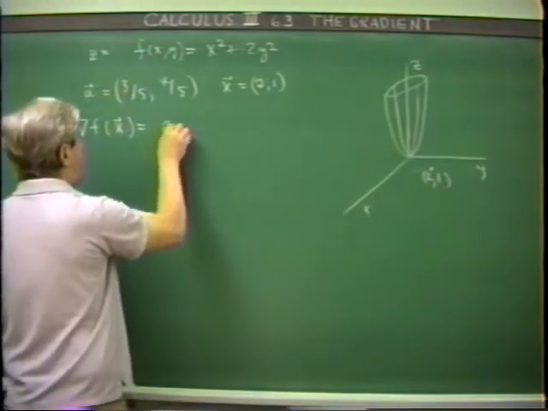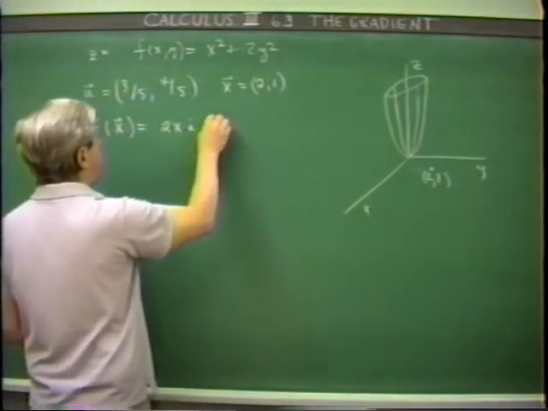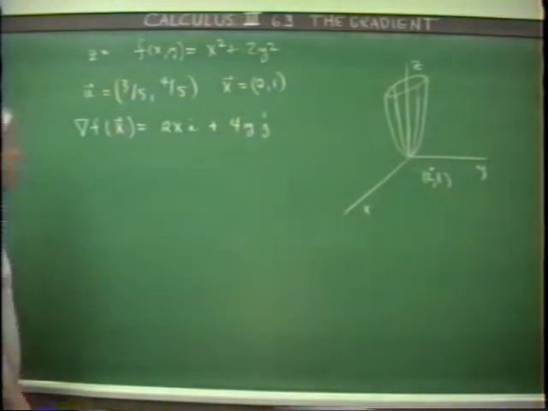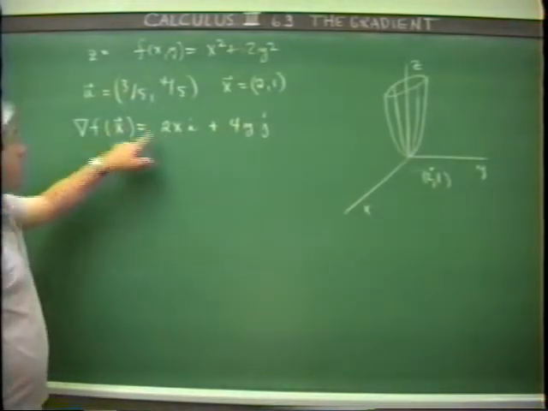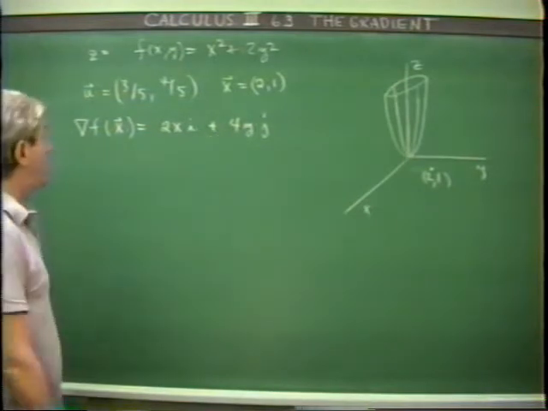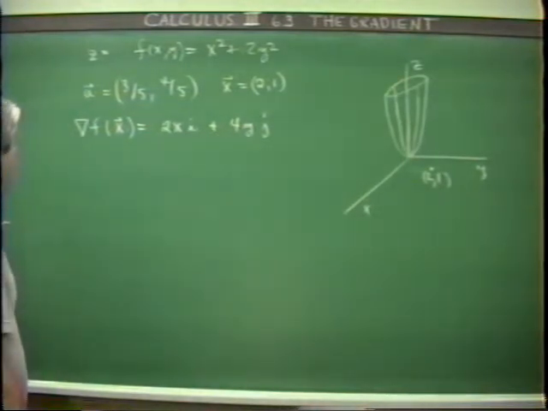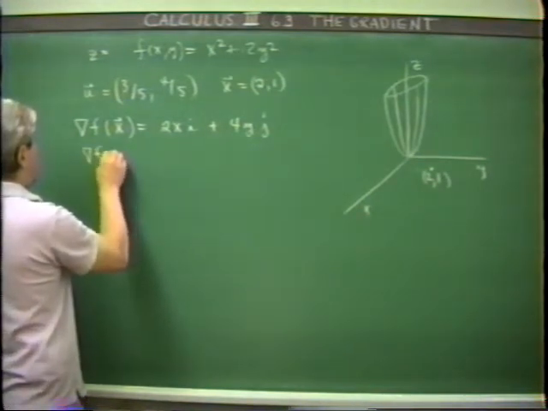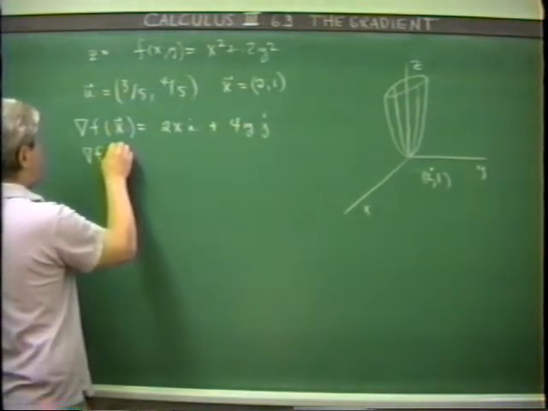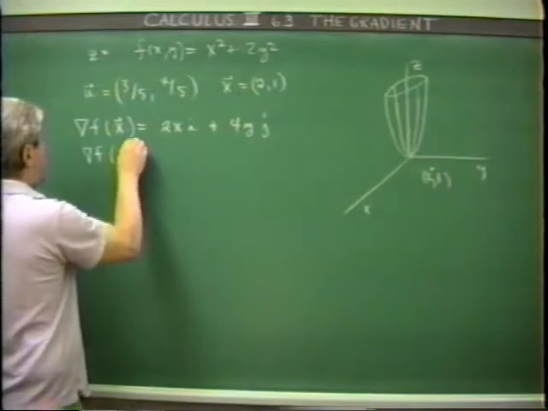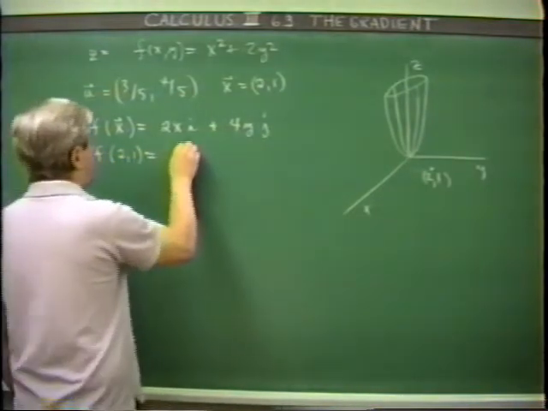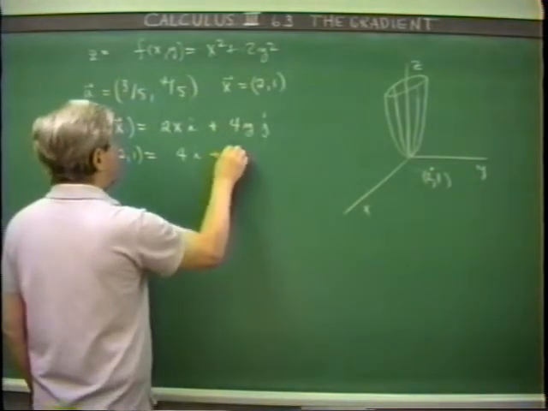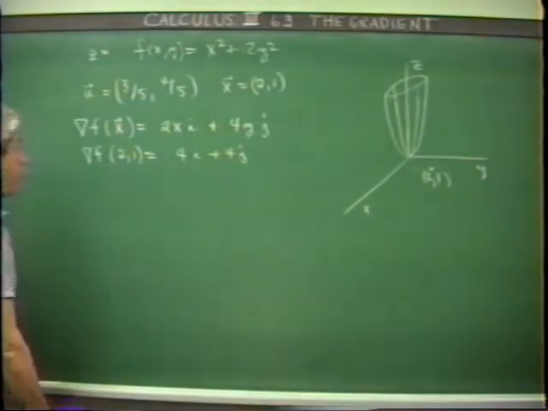We need the partial of this with respect to x. That's 2x. That's the i component of the gradient, plus 4y, j is the j component. So this is the gradient then: partial with respect to x i plus partial with respect to y j. Right? The gradient of f at 2, 1 is equal to 4i, putting 2 in here for x and 1 in for y, plus 4j.